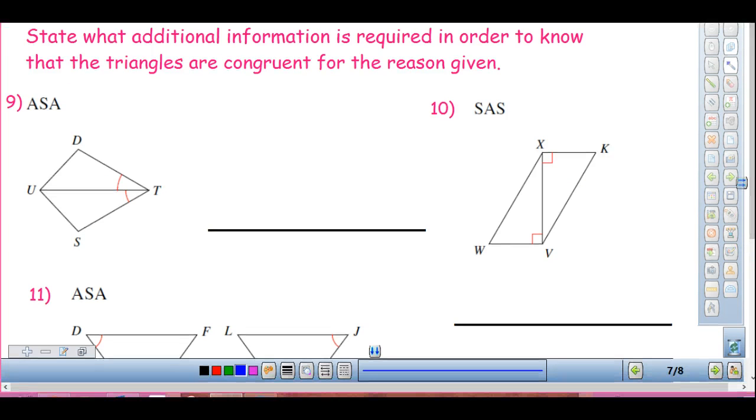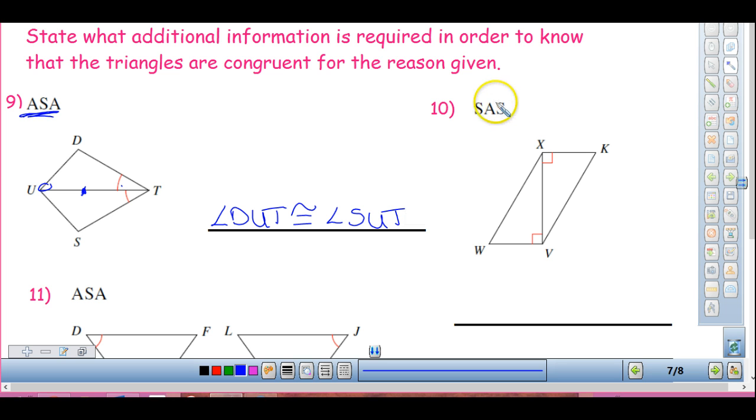Okay, so now it's asking for that missing piece of information. Okay, we want angle, side, angle, so we've got this side. So now in order to get angle, side, angle, I've got angle, side. This must be the angle that I need. So I need angle DUT to be congruent to angle SUT.